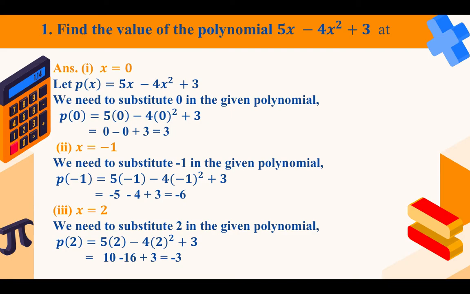Third question, x is equal to 2. So now I will put the value of x as 2. So I'll write p2 is equal to 5 into x, means 5 into 2, minus 4x square, means I will write minus 4 multiplied by x is 2 whole square. So I'll do 2 whole square plus 3. So I will get 5 into 2, which is 10, minus 4, and 2 square is 4 itself. So minus 4 multiplied by 4 will give you minus 16 plus 3. So the answer is plus 13 minus 16. So the remainder left is minus 3.